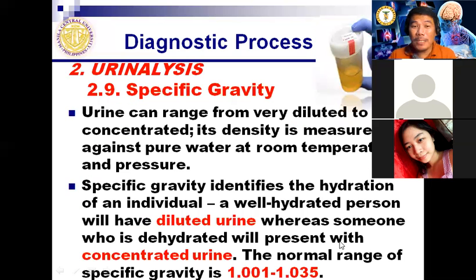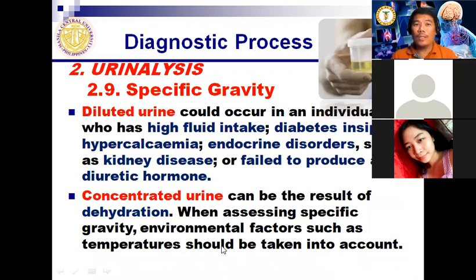Next, specific gravity. The specific gravity will give us the idea if the urine is diluted or concentrated. Okay? Diluted means possibly too much fluid intake. For concentrated, less fluid that you are taking. So the normal specific gravity is 1.001 to 1.035. However, with the results of diluted urine, this can lead to high fluid intake. On the other hand, concentrated urine is a result of dehydration.